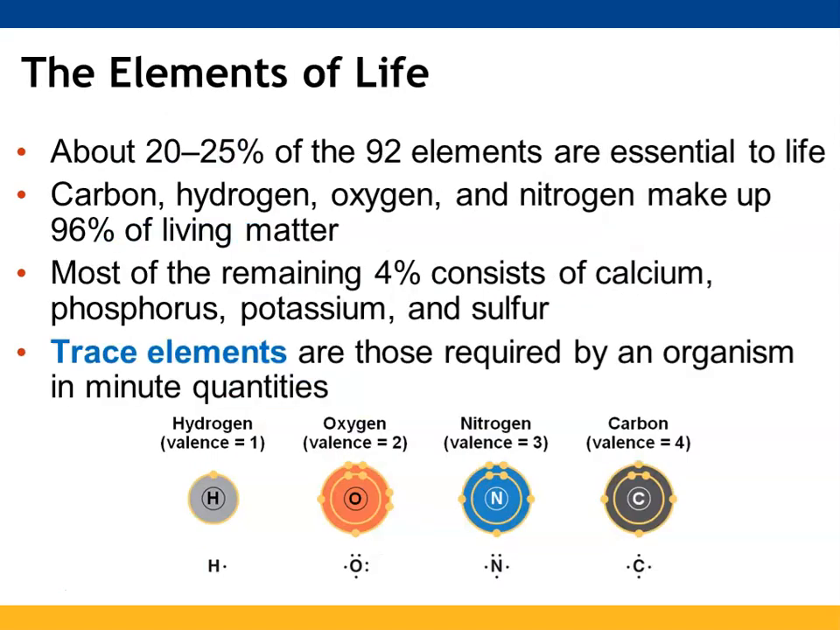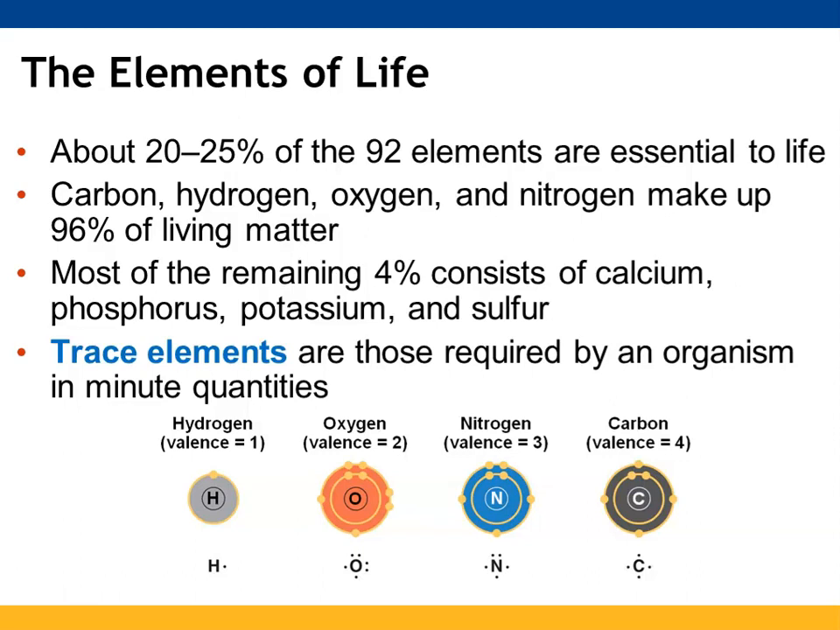There are 92 elements that are naturally occurring, and there's some debate as to whether there's more, depending on if you want to account for some of the ones that are present in minute quantities or some of the ones that are going to form as a result of other radioactive elements decaying. But of the 92 that typically are assumed to be naturally occurring, 20 to 25% of them are absolutely essential for living things. Carbon, hydrogen, oxygen, and nitrogen, and you see them at the bottom of this slide. They make up over 95% of living matter.